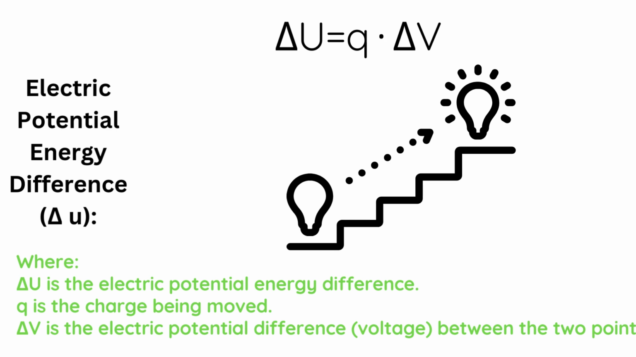Electric potential energy difference, del U. When a charge moves between 2 points with different electric potentials, the change in its potential energy is given by del U is equal to Q dot del V. Del U is the electric potential energy difference. Q is the charge being moved. Del V is the electric potential difference, voltage, between the 2 points.